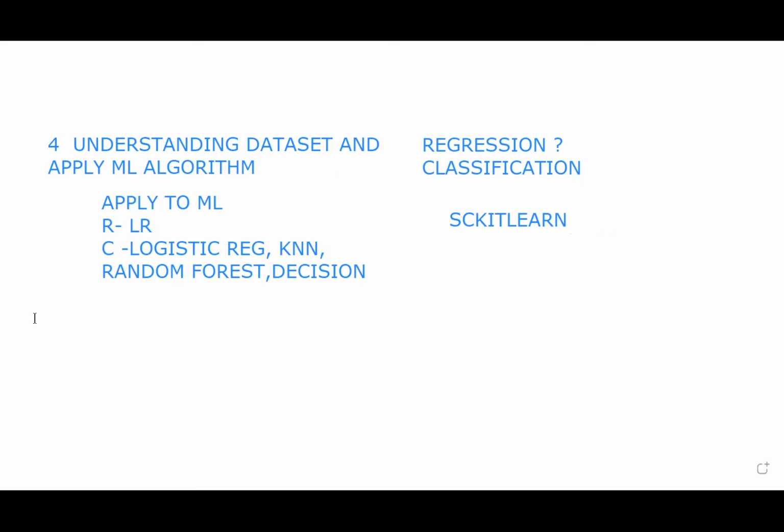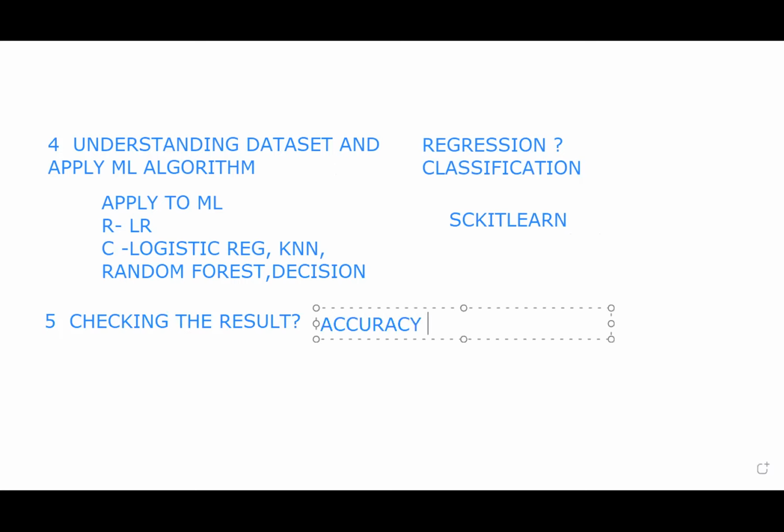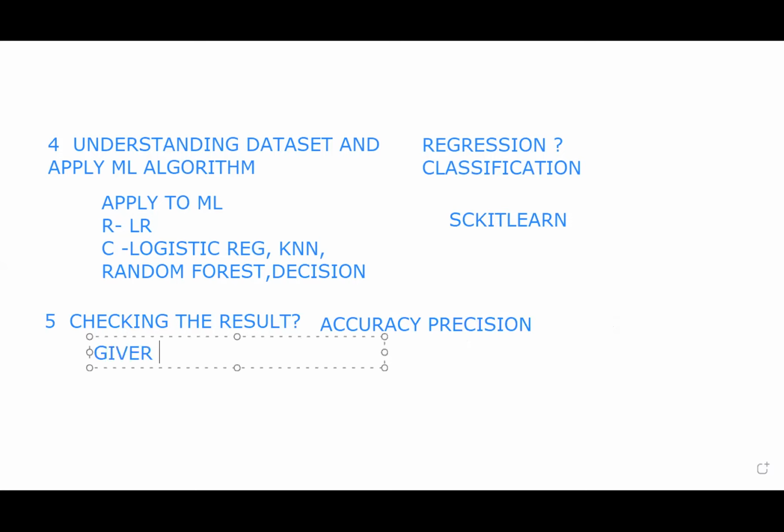Then the fifth step is simple. It is nothing but checking the result. If you give your own data, what is the result that you are getting? That is nothing but checking the result. Okay, if you are giving your own data, what is the accuracy you are getting? What is the precision you are getting from the algorithm?